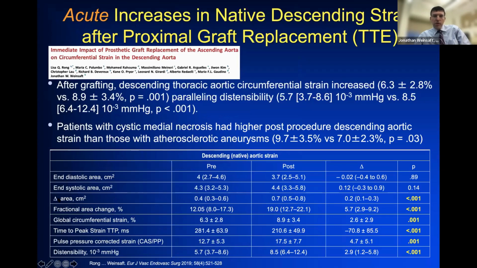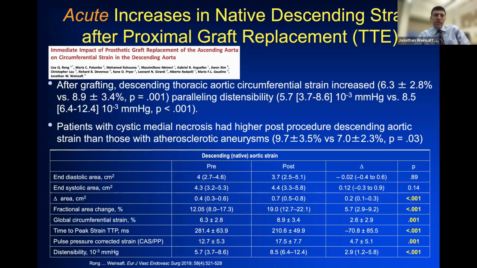When one looks at this, we can demonstrate that after grafting, descending thoracic aorta circumferential strain increased, paralleling other indices such as distensibility and fractional area change, consistent with the notion that the graft itself is altering biomechanics or energy transmission to the descending thoracic aorta.